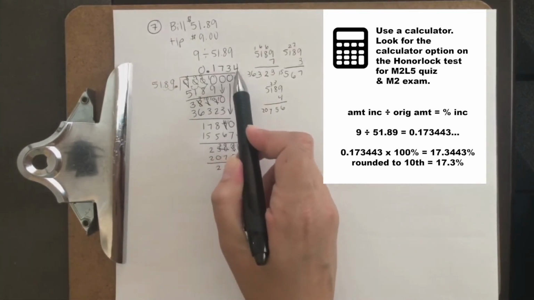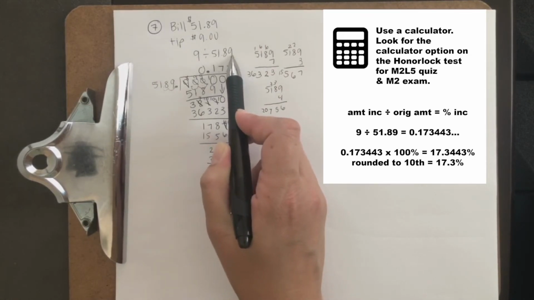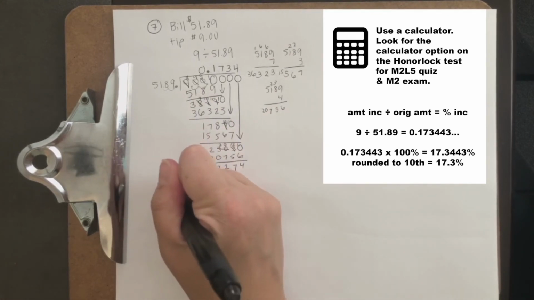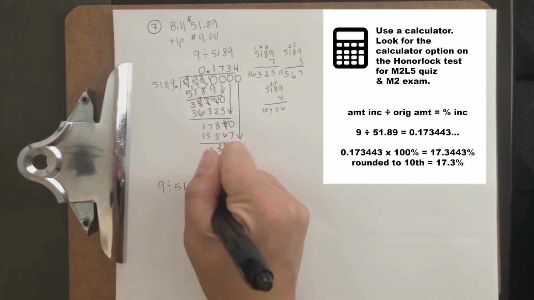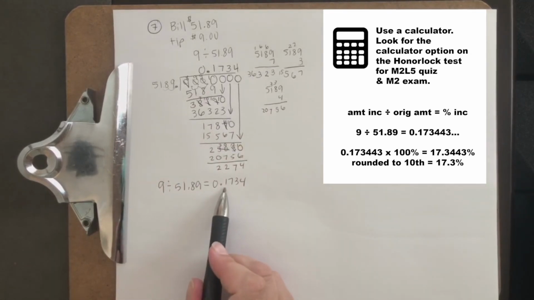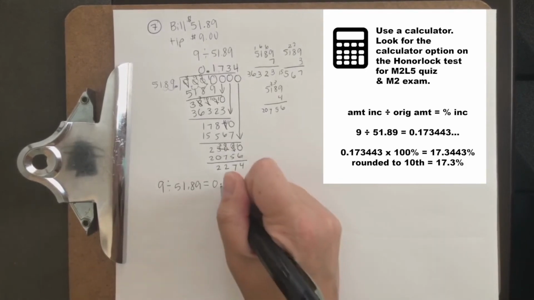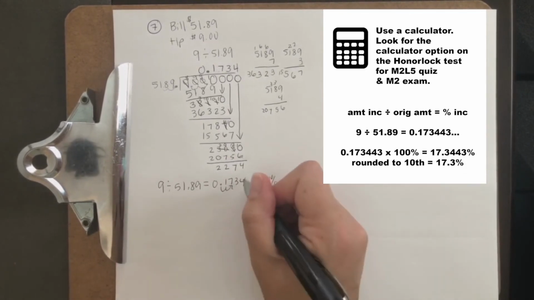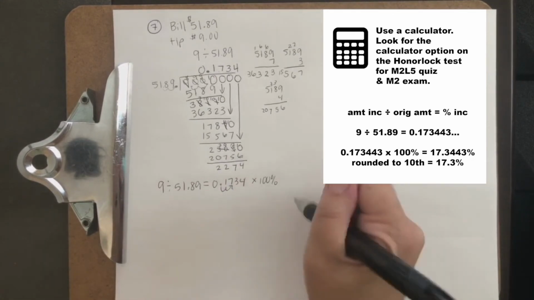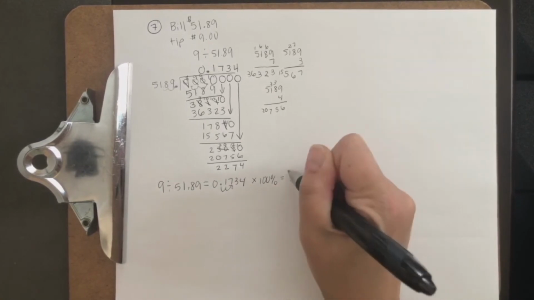So 0.1734. $9 divided by $51.89 is 0.1734. So now we need to take that and multiply it by 100%, which will move the decimal twice. The 4 is going to make the 3 stay the same. So we'll get 17.3%.